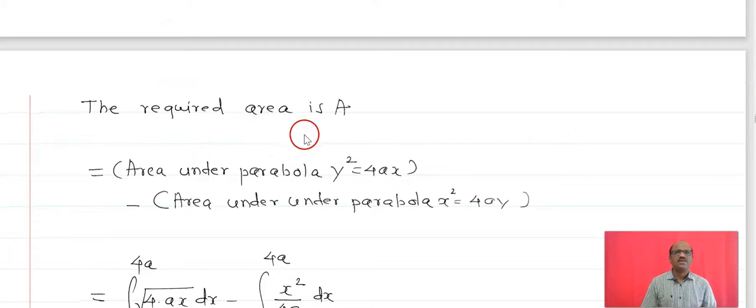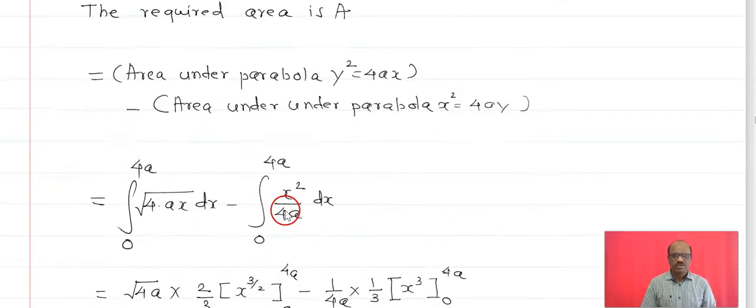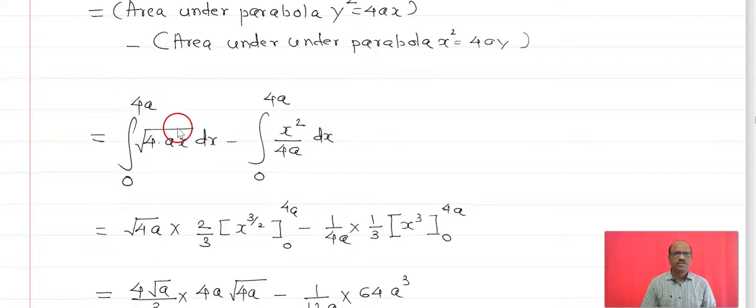Therefore, the required area capital A is equal to the area under the parabola y square is equal to 4ax minus the area under the parabola x square is equal to 4ay. Therefore, integral 0 to 4a of under root of 4a x dx minus integral 0 to 4a of x square upon 4a dx. What is the integral? That is root of 4a, x root x. What is the integral of root x? X raised to 3 by 2. Lower limit is 0, upper limit is 4a.